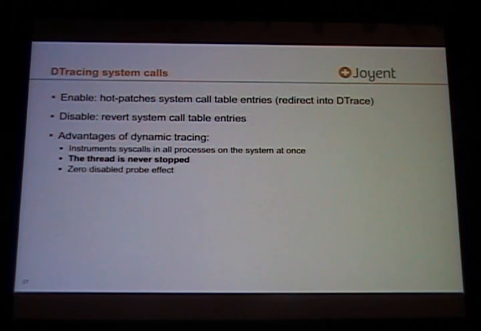So in a traditional environment like truss or strace or something like that, you actually set breakpoints at the system call points, and the process actually stops, goes over to the tracing program, prints something out, and then resumes the process. That's much more invasive from a performance point of view, and it's not always totally safe. The other advantage of this approach is that we're instrumenting all of the system calls on the system at once, whereas with the previous approach, you would actually have to go to each application you think you might need to instrument and do it individually.